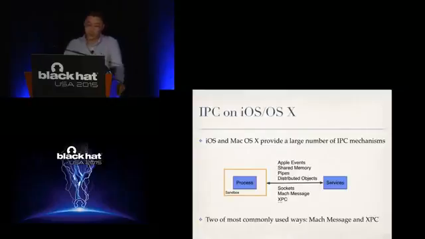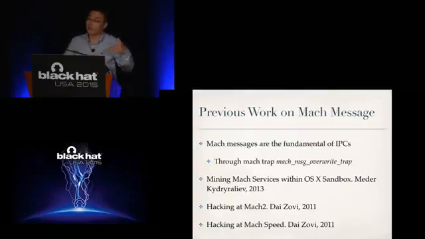On Mac OS and iOS, you can find a number of IPC mechanisms, such as sockets or distributed objects. Among these, two of the most commonly used are Mach messages and XPC. Mach message is the fundamental of all IPCs. It's implemented through the Mach trap called mach_msg_overwrite_trap.